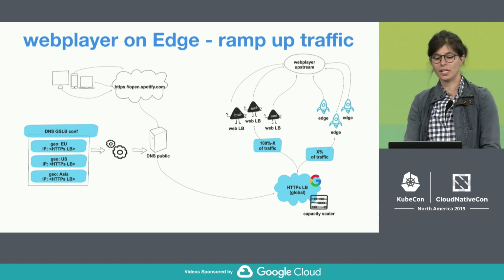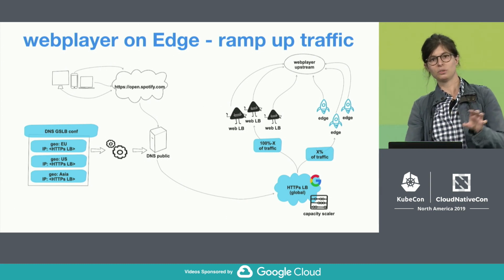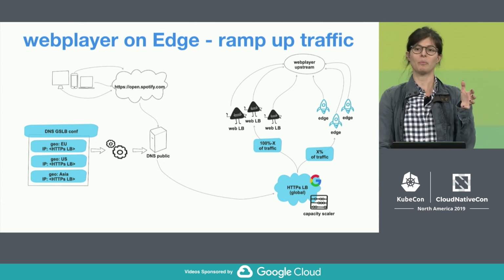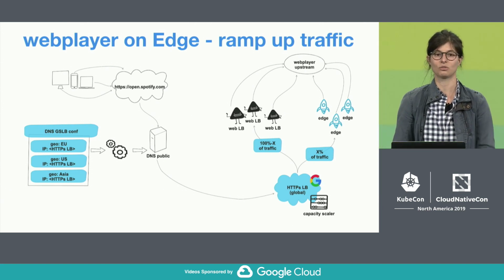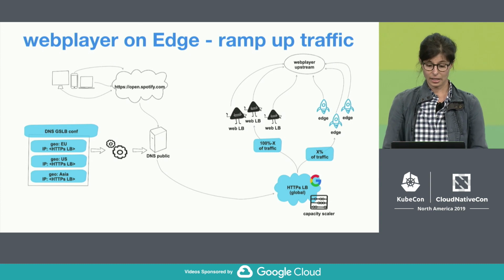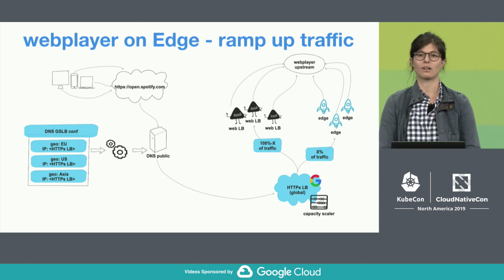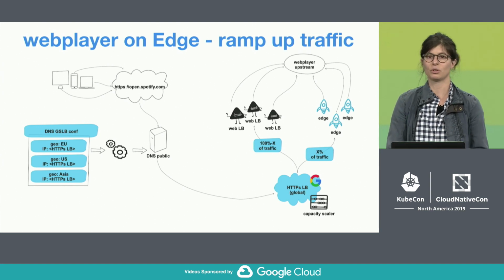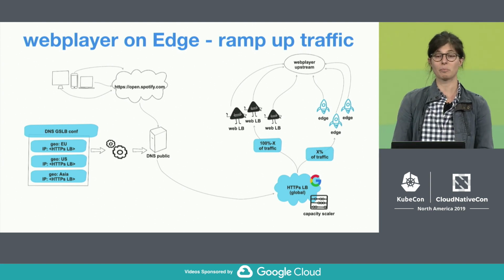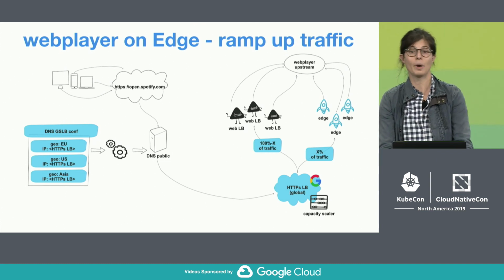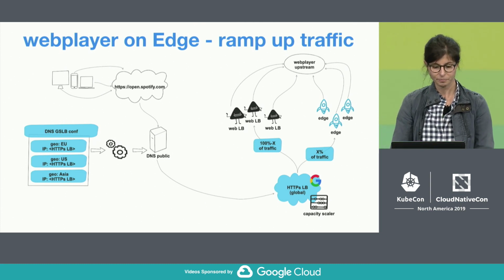And basically, we effectively used this capacity scaler as a dial that we could use to either turn up or turn down the traffic that was going to Edge. And the capacity scaler also doubled as our panic button, because we could set the target utilization for the Edge backend to 0, and that would route all the traffic to WebLB within minutes.